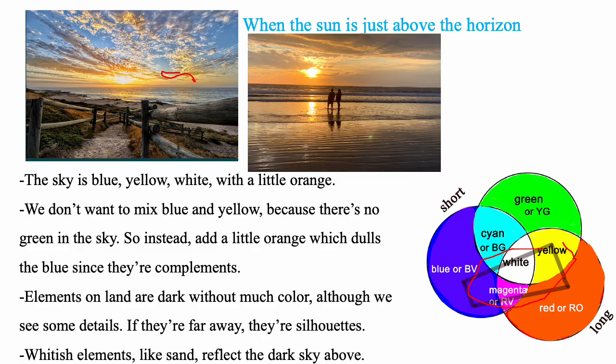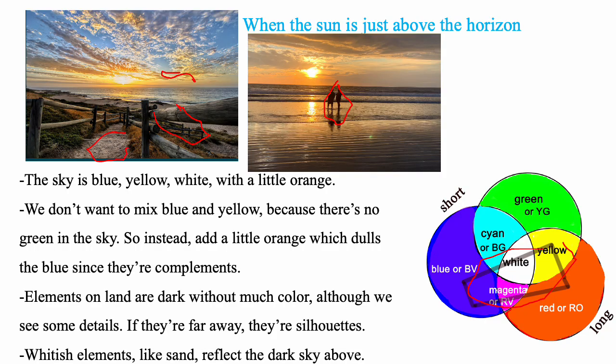There's enough light to see some of the detail of the fence, but it's dark and it doesn't have much color. Objects further away, like this couple here, become silhouettes, or dark shapes without color or detail. Notice that the sand is also dark because it's reflecting a dark sky.